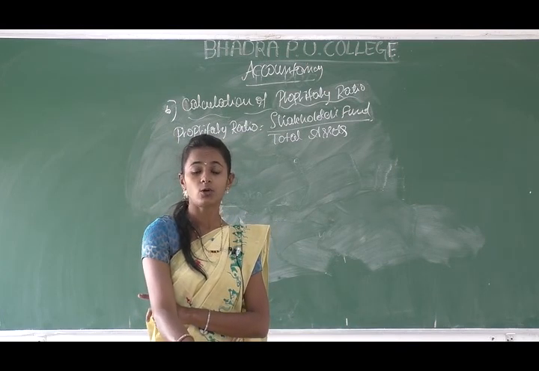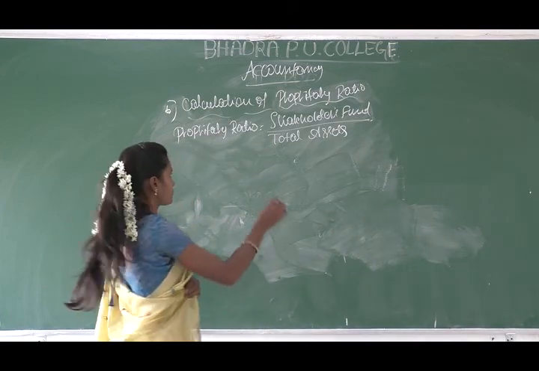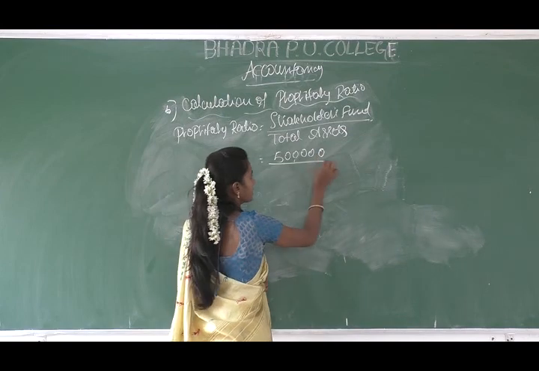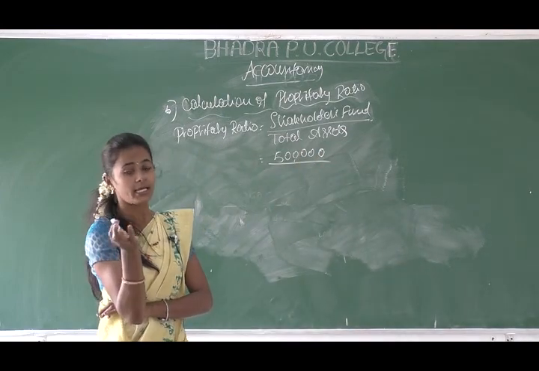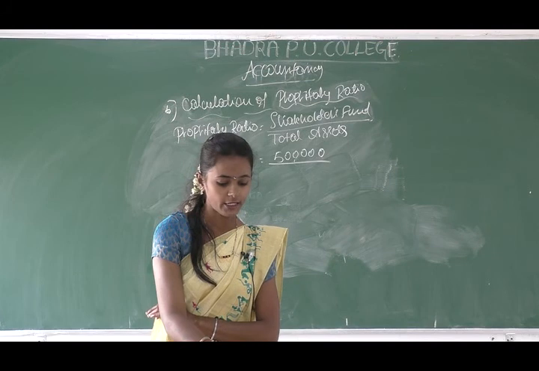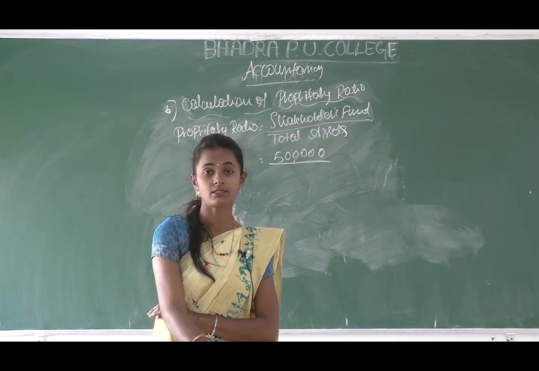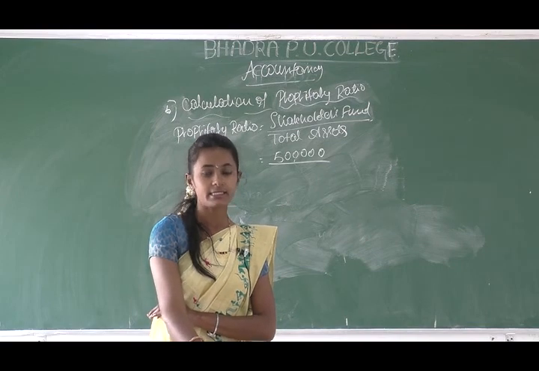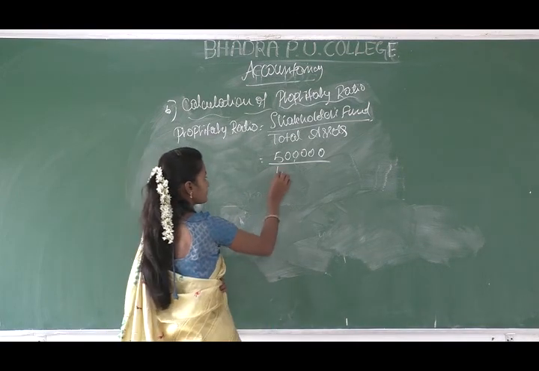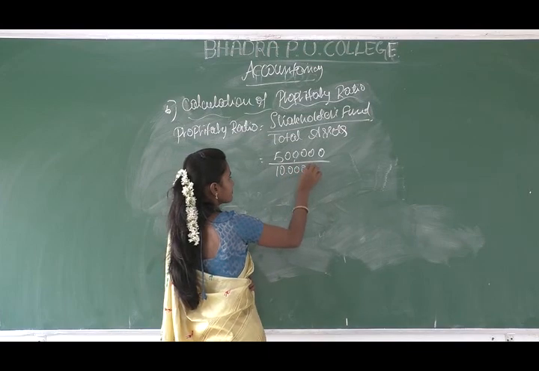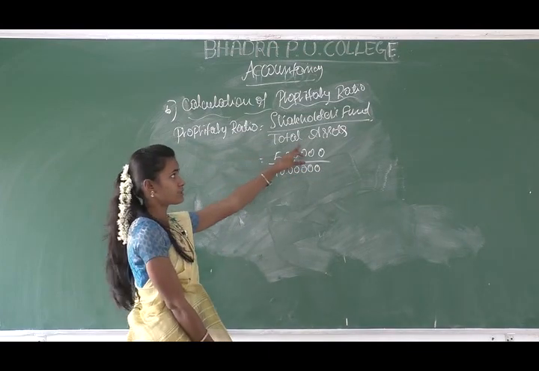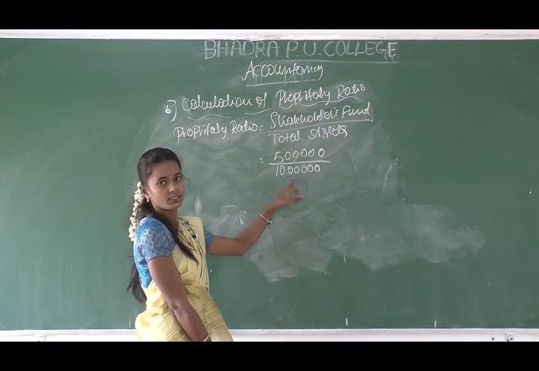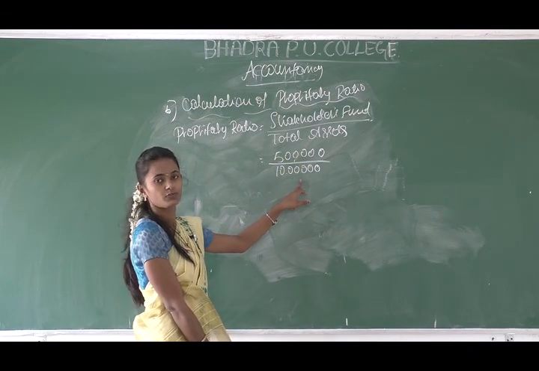We already know the shareholders fund, which they have given in the question. So shareholders fund is 5 lakh, right? Just I will enter here 5 lakh divided by the total assets. Again, in the question they have mentioned that the third item is total assets, it's 10 lakh. So shareholders fund 5 lakh and total assets 10 lakh. These two are both mentioned in the problem itself.